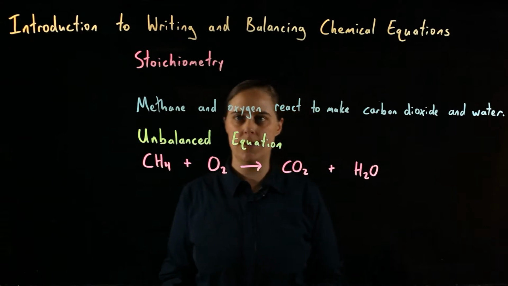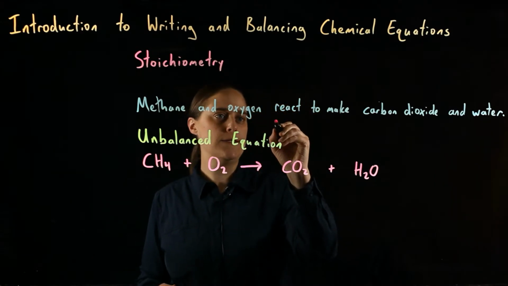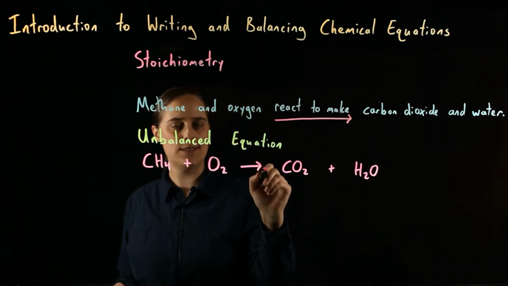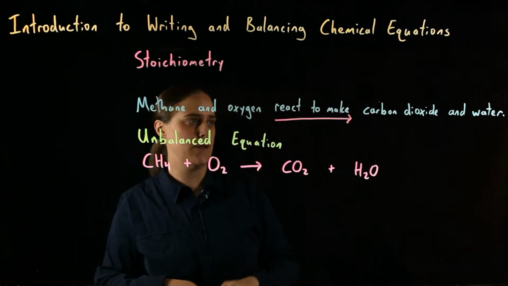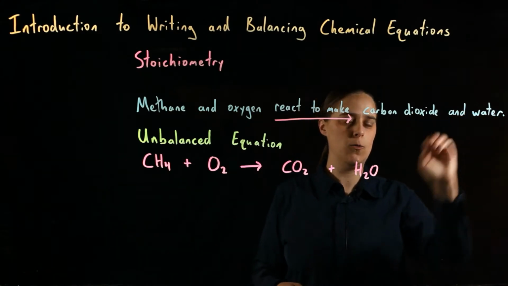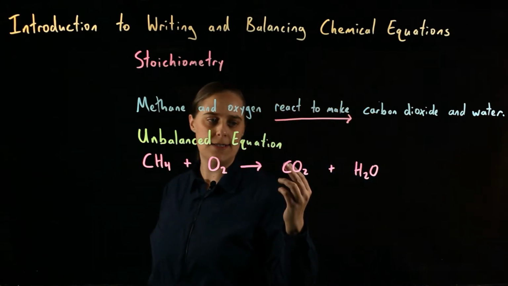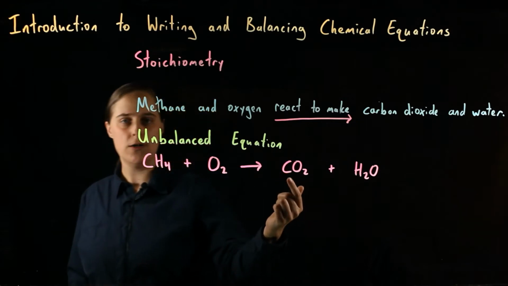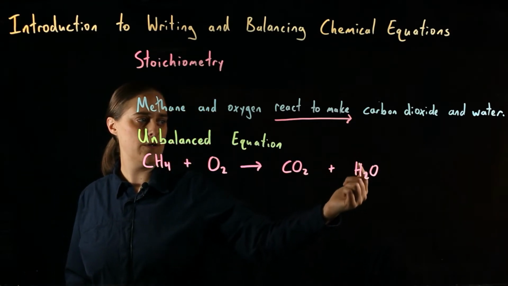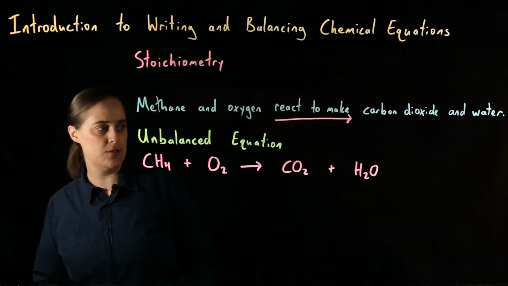React to make. I am representing the reaction itself as an arrow. So this arrow is the chemical reaction. And our products are carbon dioxide and water. Carbon dioxide is CO2, a carbon atom bonded to 2 oxygens, and water. Water is 2 hydrogens bonded to an oxygen.